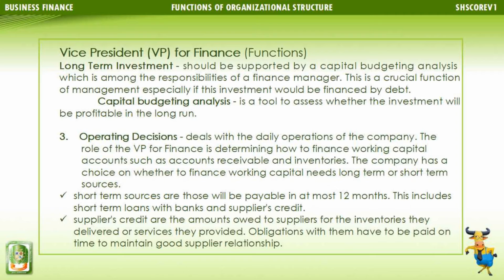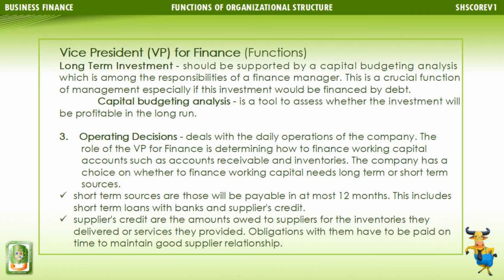The third function of the Vice President for Finance is operating decisions. Deals with the daily operations of the company. The role of the VP for Finance is determining how to finance working capital accounts such as accounts receivable and inventories. The company has a choice on whether to finance working capital needs from long-term or short-term sources. Short-term sources are those that will be payable in at most 12 months. This includes short-term loans with banks and suppliers' credit.